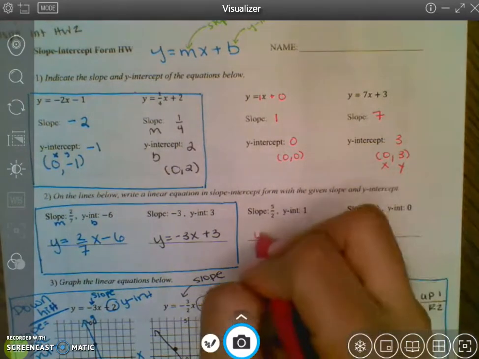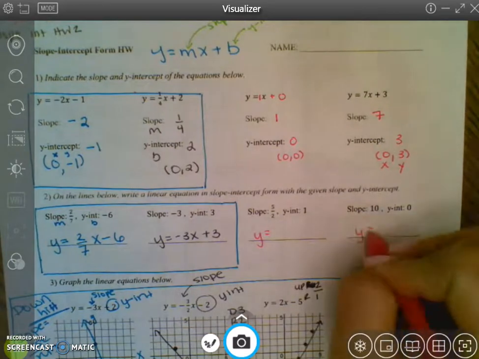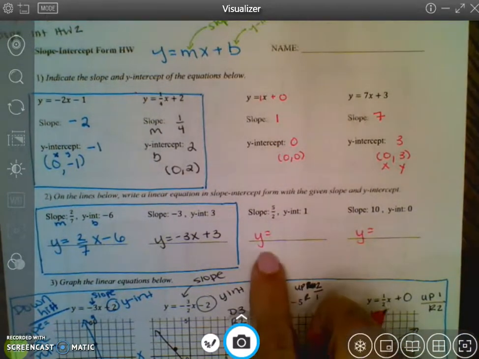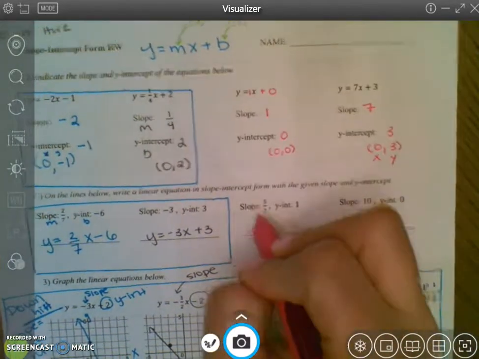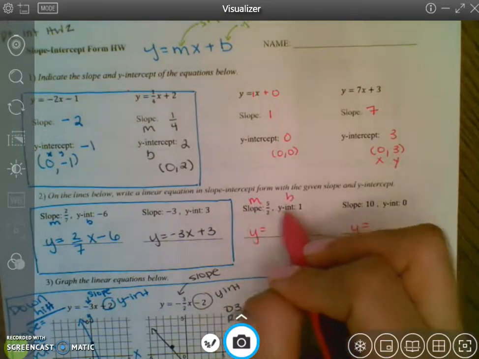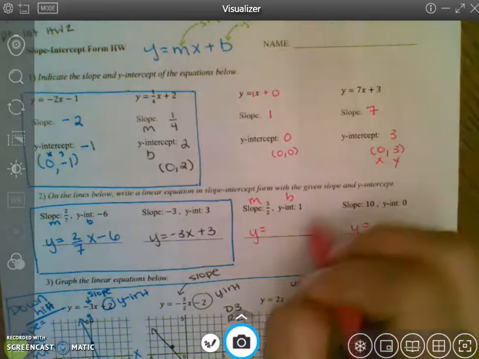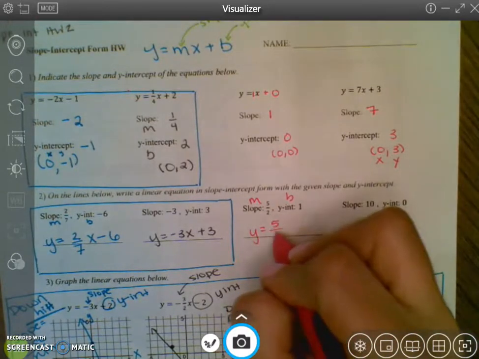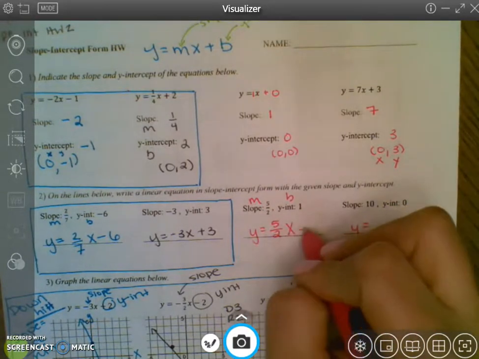Okay, next you had to write your y equals equations. So for this one, y equals, slope is m, y-intercept is b. So it's mx plus b. So it gives it to you in order. So 5 over 2x plus 1.